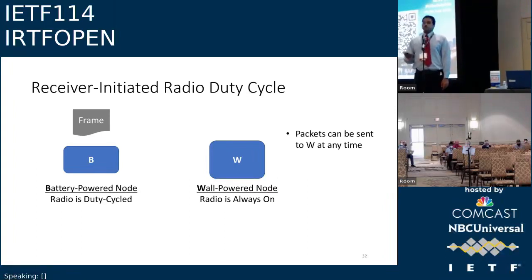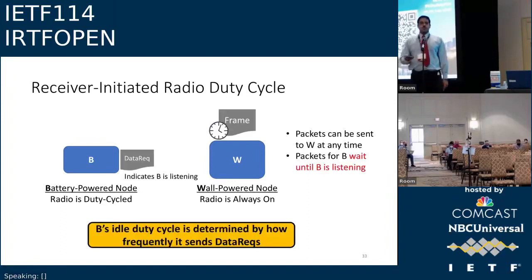More challenging is the reverse, getting a frame from W to B. Okay, so what has to happen is that W has to wait until B's radio is listening. And how does it know when B's radio is listening? Well, this is where the protocol comes in. What B does is that whenever it turns on its radio to listen for a frame, it'll send a data request packet to W, informing it that it's now listening.